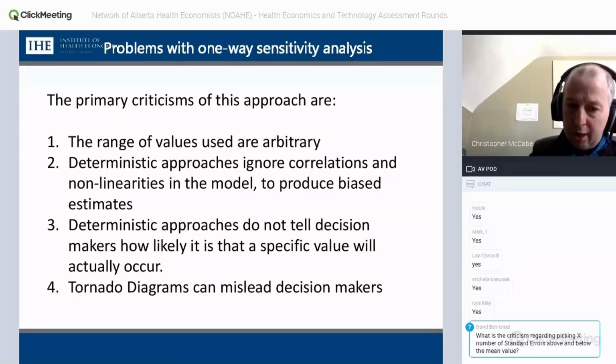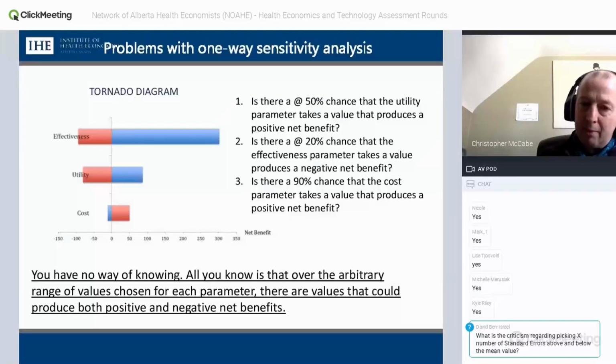So the fourth problem that's frequently made about conventional one-way sensitivity analysis is that tornado diagrams, which is the conventional way of presenting them, can often mislead decision makers. So here's a tornado diagram, and I've got three questions there.